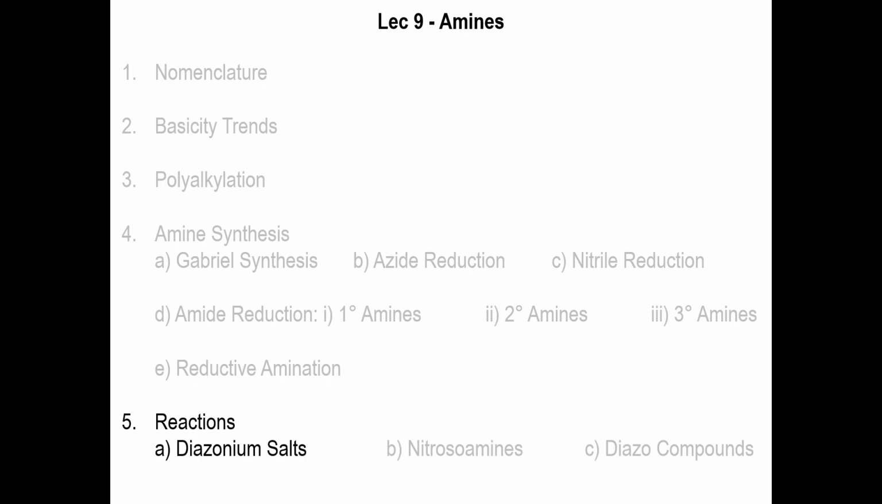Okay, we're about to talk about some of the reactions that can be done with amines themselves. And the first one we're going to talk about is the formation of diazonium salts. Now, this topic is a little bit of a review from our discussions of aromatic compounds. So I'm going to remind you a little bit about how this actually works.